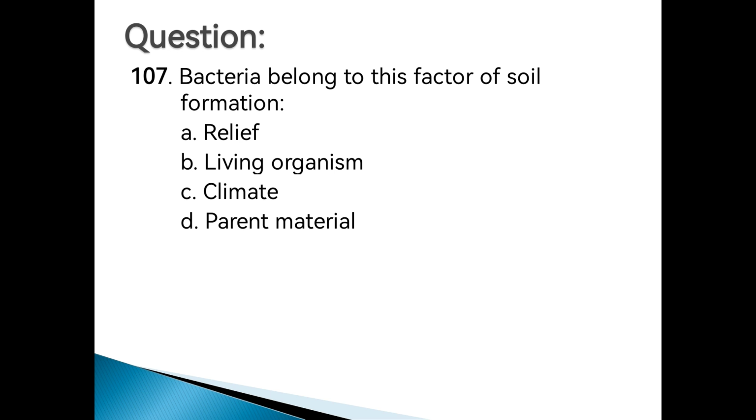Question 107. Bacteria belong to this factor of soil formation: A. Relief, B. Living organism, C. Climate, D. Parent material. The correct answer is B. Living organism.